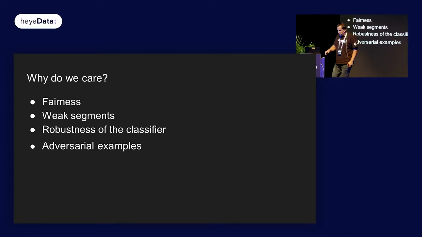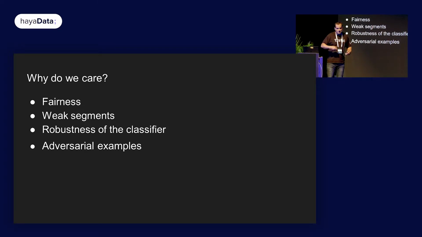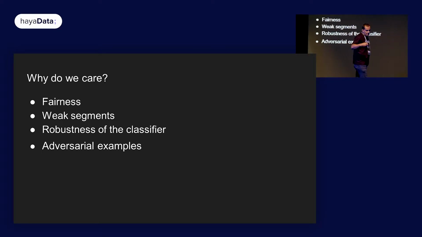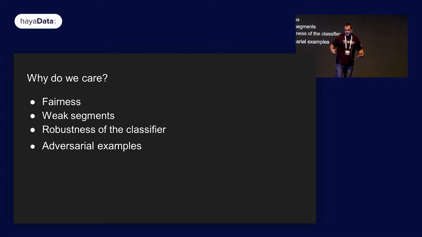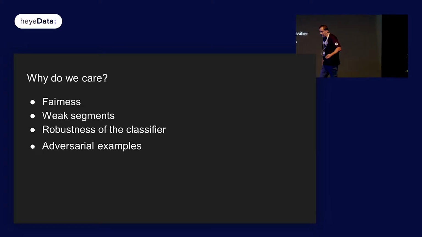And of course, things should be more robust, and finding weak segments and understanding that your classifier is good not only for the main class, but for all the classes, is very important for robustness. And if you're interested in adversarial examples and finding those classes where for some reason your classifier fails, it would give you a huge advantage.